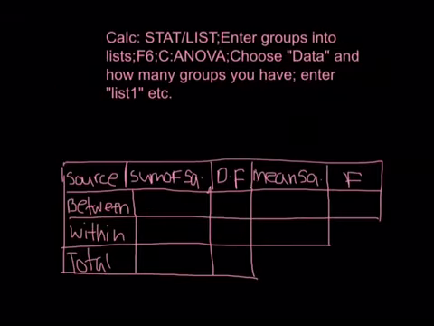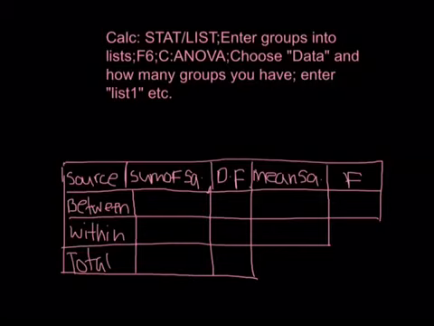Find the test value. So in order to find that, you just plug into the calculator, you go to stat list, and then you enter the 4 groups of numbers in 4 lists, and then F6, C, ANOVA, choose data, and then enter how many groups you have, and for this you would have 4, and then enter list 1, list 2, list 3, list 4 into the options given, and then press enter. And then you would have to fill out this chart.